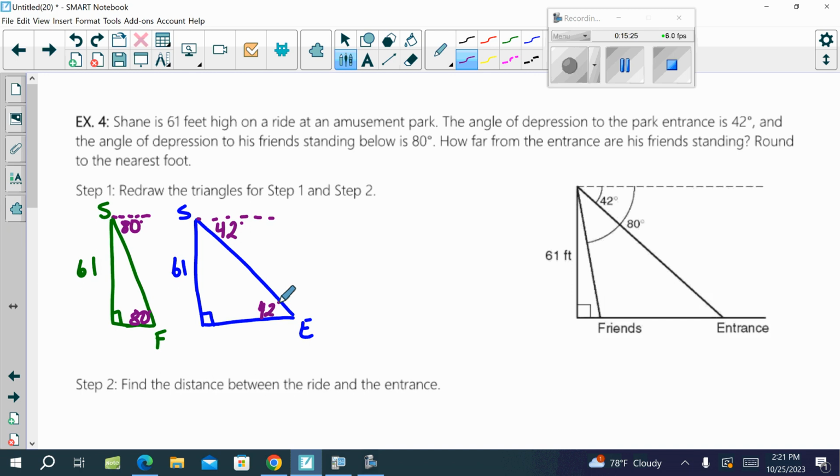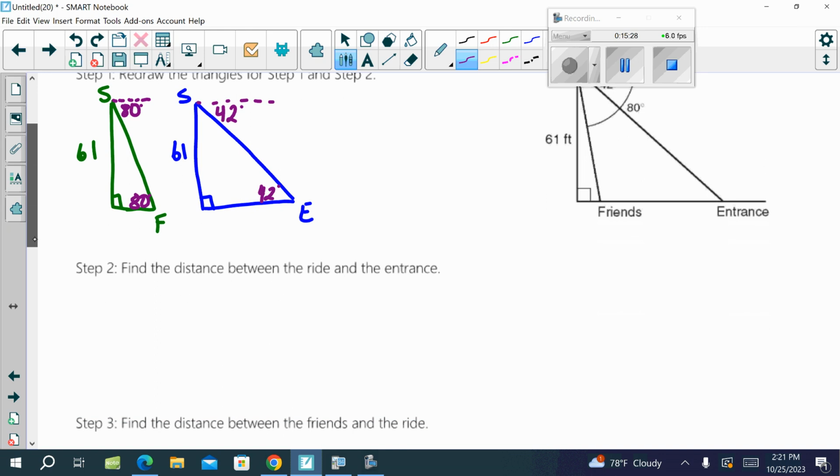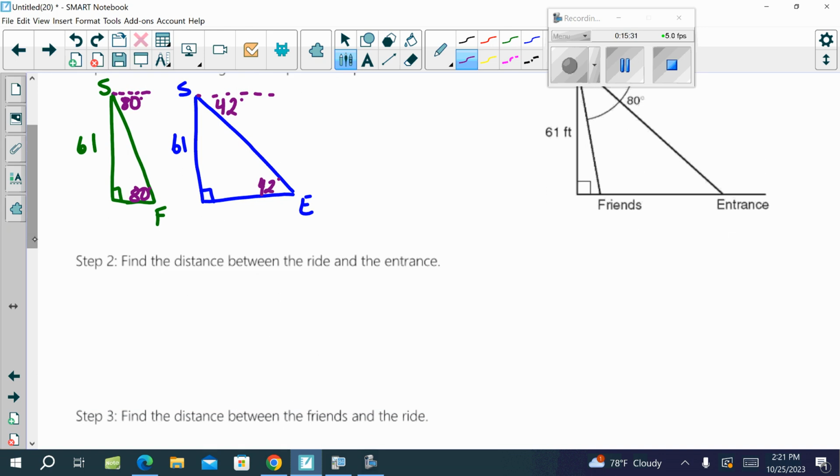All right, so the first thing it says on step 2, now that we have our triangles redrawn, is find the distance between the ride and the entrance. So which triangle is that? So this is the ride he's on, right here. So that's the blue triangle, right? So where's our x in the blue triangle? Bottom, right? So if I just real quick redraw this, we have 61, x is here, and 42 is here. Does everybody understand that? So we're trying to find the distance between the ride and the entrance of the park.